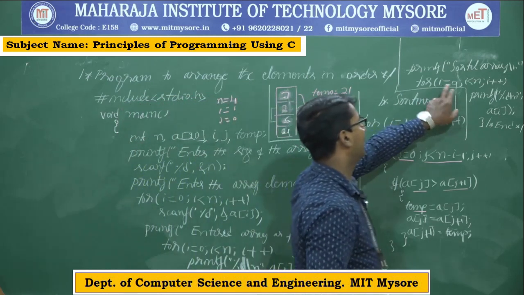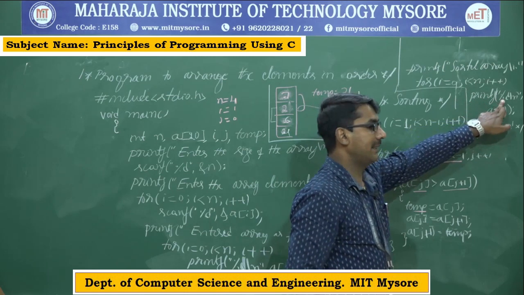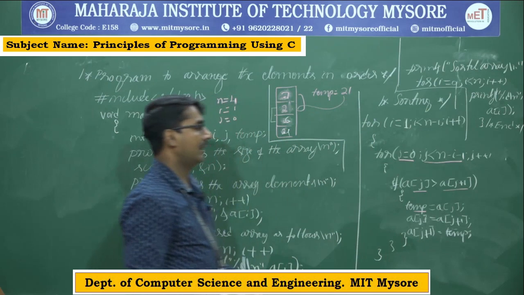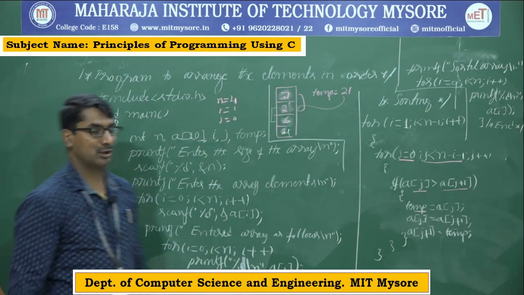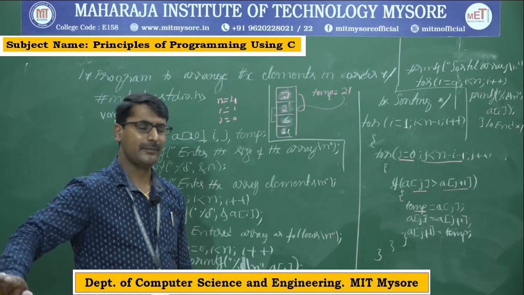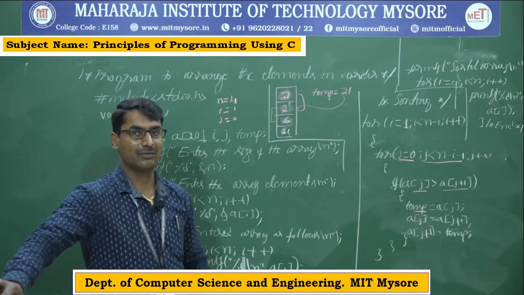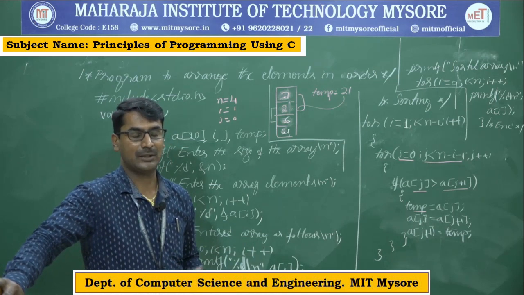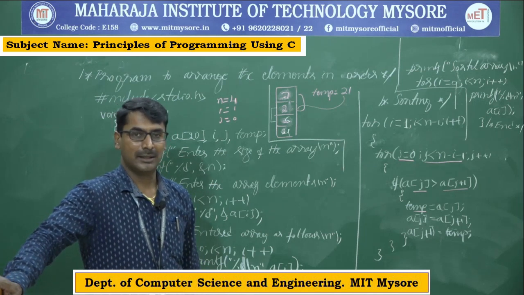After terminating, it will display the array values: for i = 0, i < n, i++, printf("%d\n", a[i]). This will display the array elements. The advantage of this technique is that it is very simple to implement, but it takes a larger number of comparisons because we need to iterate the loop n into n minus 1 times.